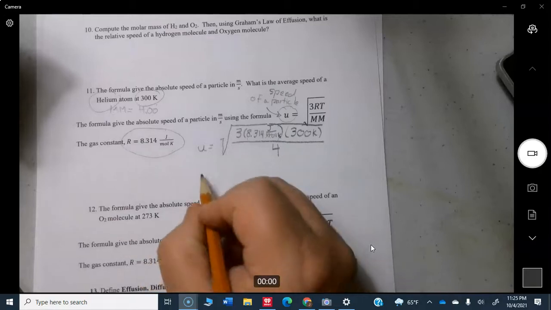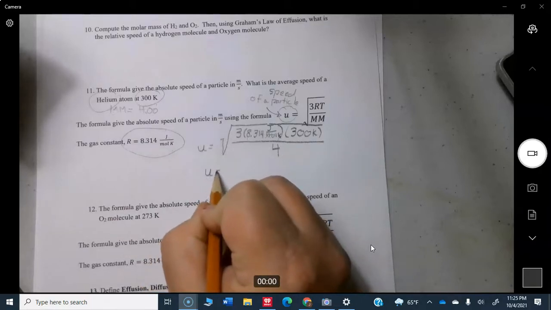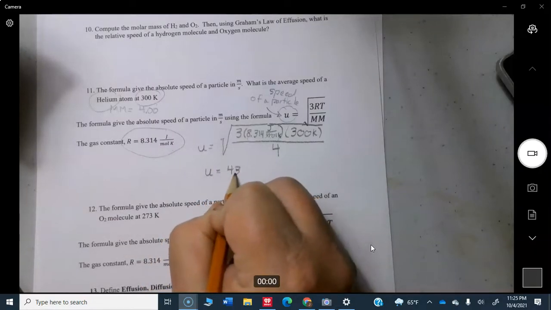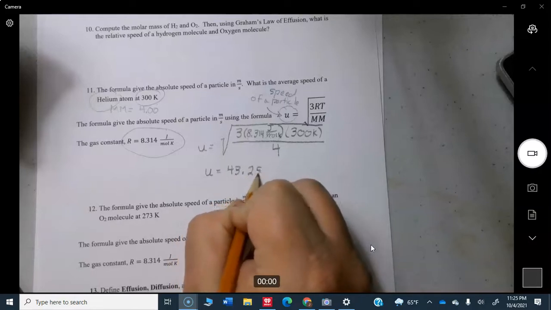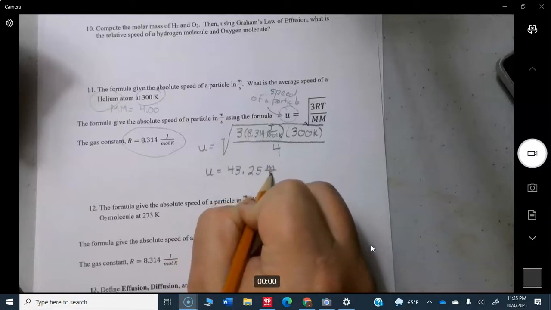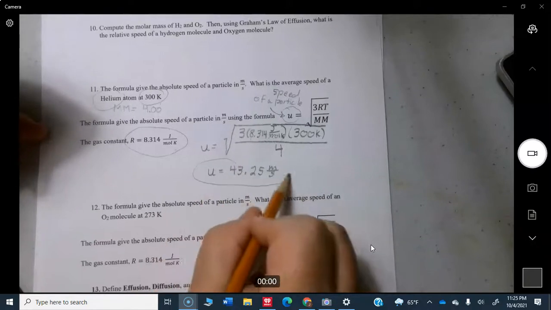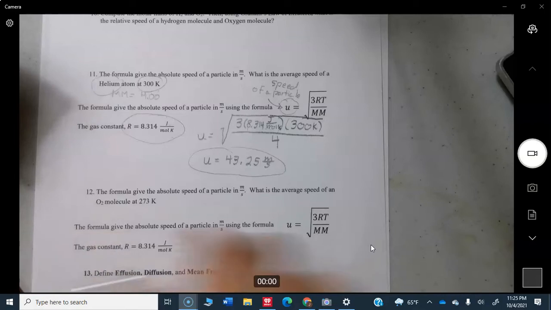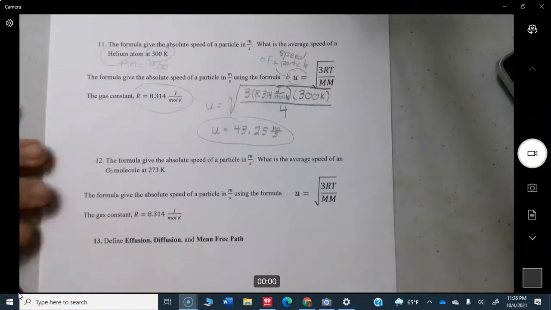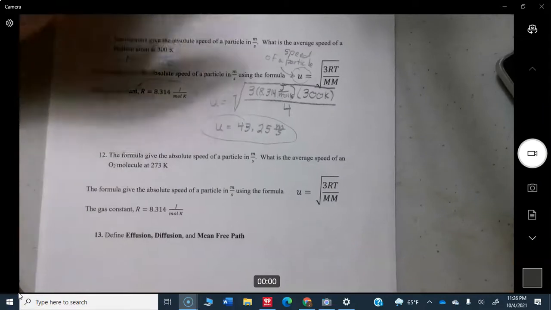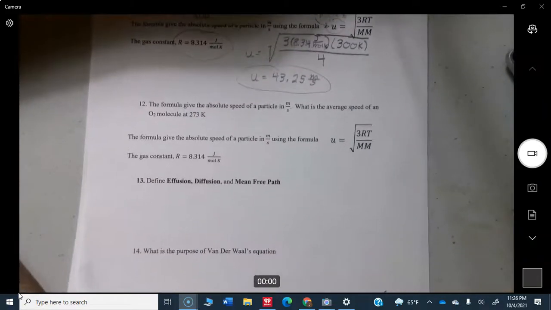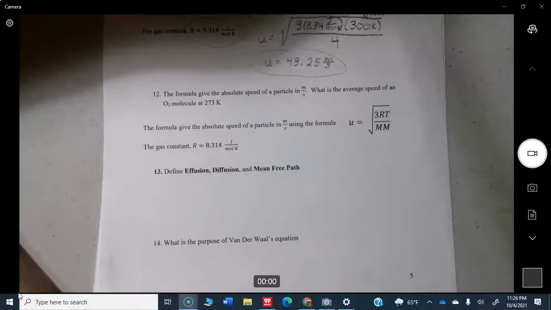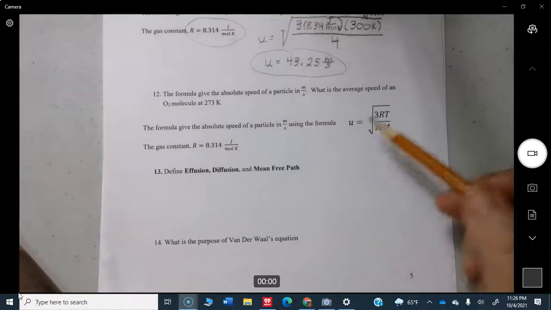Okay, and what I get for that is 43.25 meters per second. So that's an absolute speed. It's not just compared to something else. It's how fast it's going in meters per second. Okay, number 12 is the same. And 13 and 14 you can get from the video.